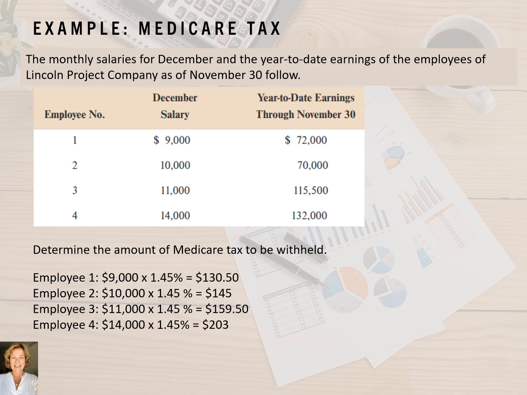We're going to use the same example for the calculation of the Medicare taxes. Medicare tax does not have a maximum wage limit, and all we have to do here is calculate the wages times 1.45%. In this case, we don't have to worry about the additional Medicare taxes of 0.9%.